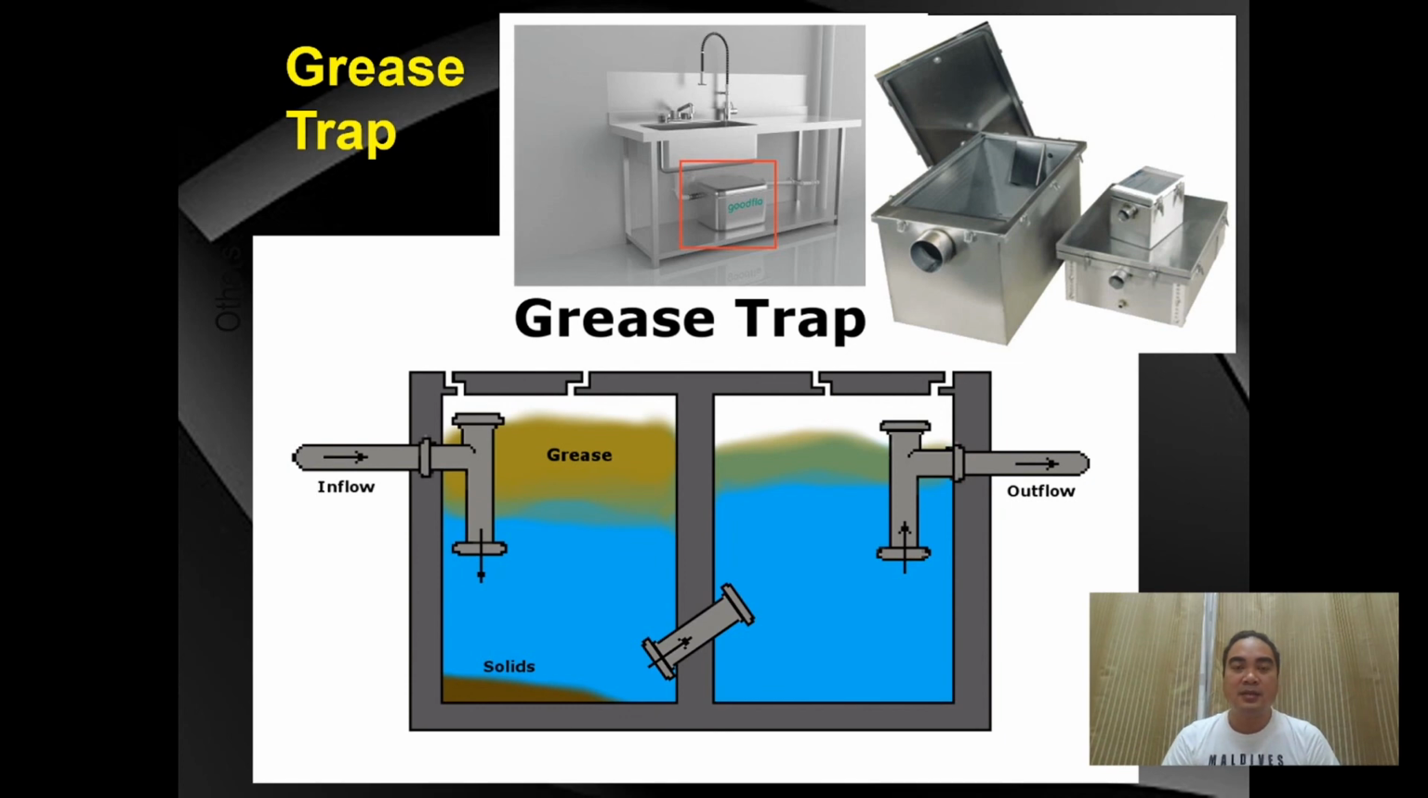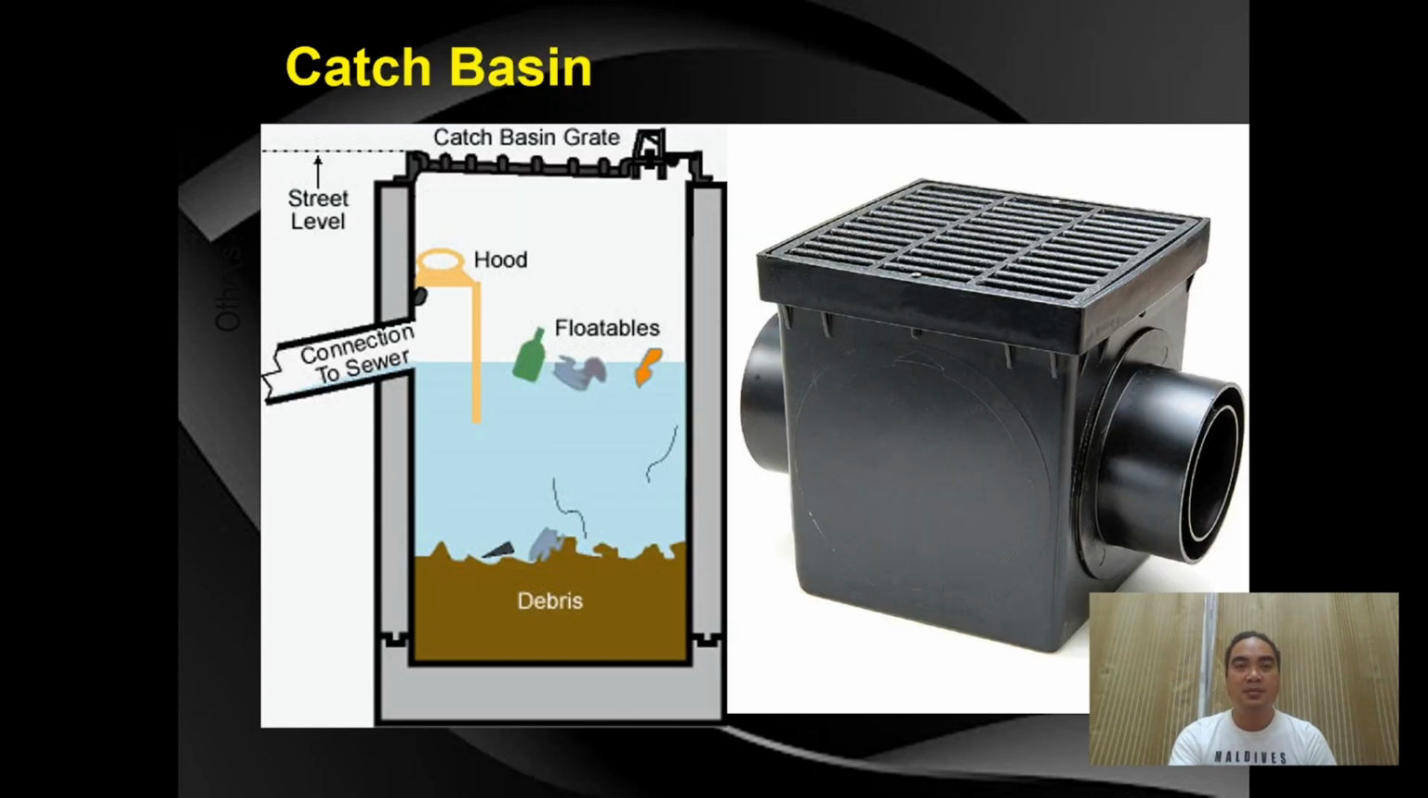Normally, itong grease trap, nagtatrap siya ng mga fats from kitchens. Cooking oil, fats from meats, fats from vegetables. So, there's a separate line of piping from there going to the grease trap. So yung sa mga large hotels, dapat ang design ng mga kitchen areas nila is separately, it will go to the grease trap. Catch basin.